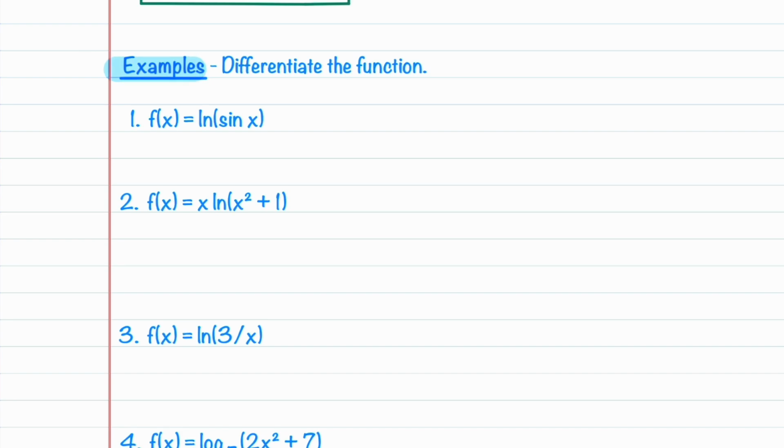Let's now walk through 4 examples, and in each example, we are going to differentiate the given function. Here's our first function. We are going to differentiate the natural log of sine of x. Our derivative we can write as f prime of x, and the derivative of the natural log of sine x is 1 over u, and u is sine x, so we have 1 over sine x, times the derivative of sine x, which is cosine x. This gives us cosine x over sine x, so our answer is cotangent x.